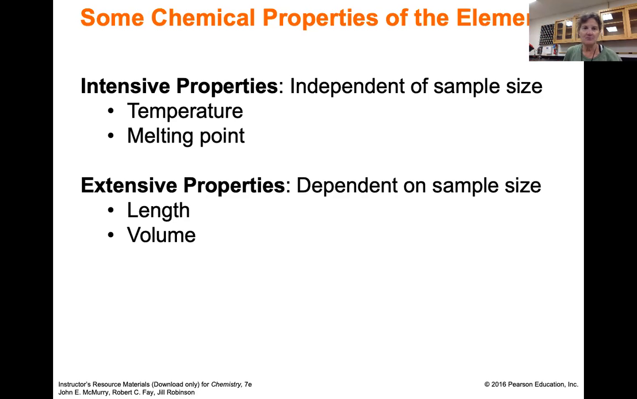So this may seem random, but just a couple definitions. An intensive property is independent of the sample size. For example, if you're measuring temperature or the point at which an element melts, it doesn't matter how much you have, it'll have the same temperature and melting point. But then there are other properties that do depend on the size of the sample. So things like length, volume, mass, we'll look at lots of them.